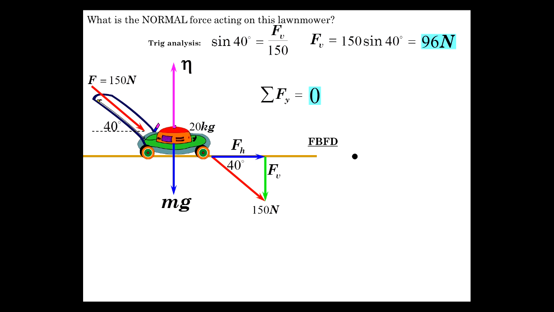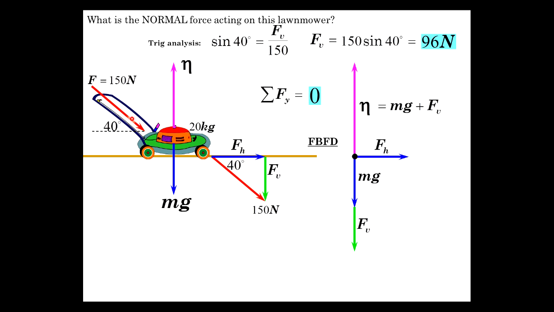Well, let's do a free body diagram. Starting here, we have the weight and we have the vertical force from the applied force. Now you're probably seeing why the normal force is not equal to the weight. Well, we also have the horizontal component, and there's the normal. What is the normal? The normal is the weight plus the vertical force. It's the combined effect of both of them.